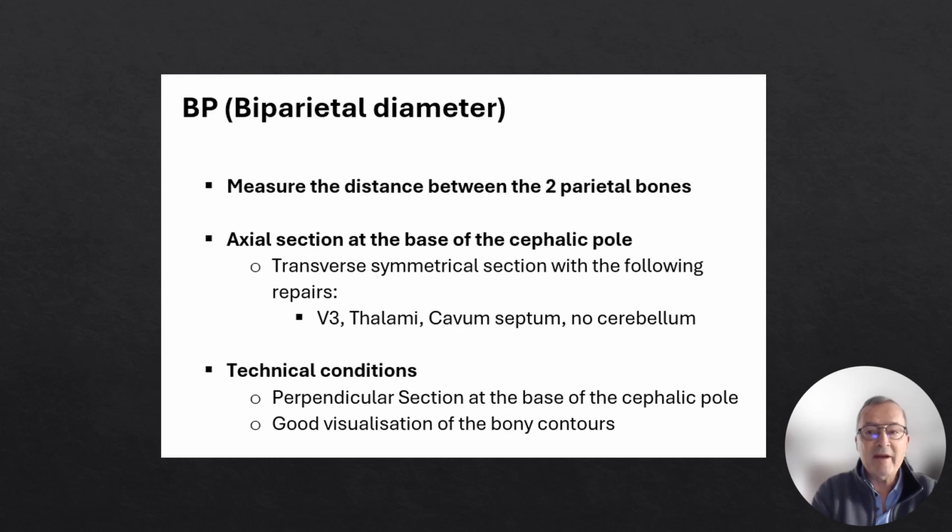The biparietal diameter is measured between the two parietal bones. The section should be axial at the base of the cephalic pole with a symmetrical transverse view. The landmarks are those already described: the third ventricle, thalamic mass, the cavum septum pellucidum, and the cerebellum should not be visible. Regarding the technical condition, the section should be perpendicular to the base, and we should achieve a good visualization of the bony contour.